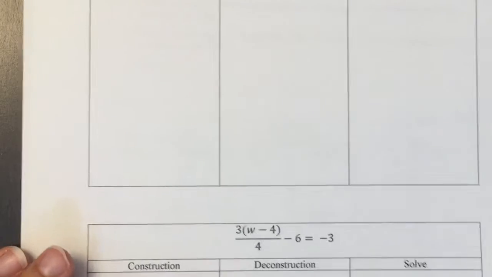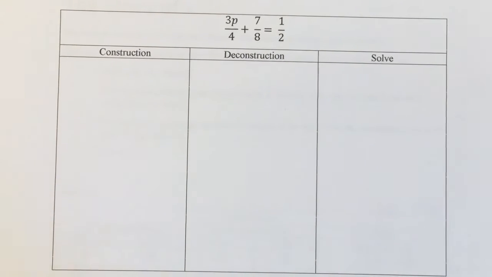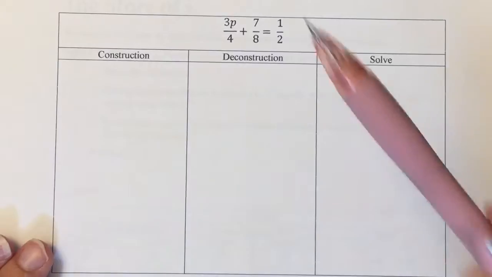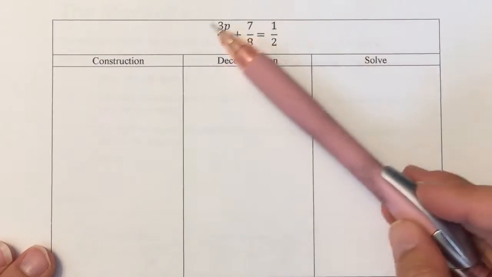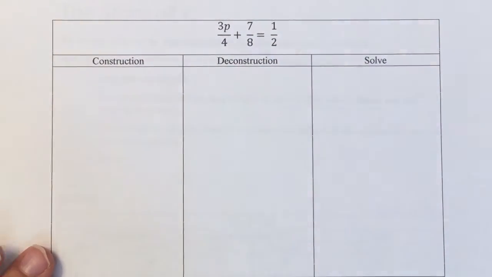Turn your page over. Now you can see the equation's a lot bigger, and you notice how I've taken away a lot of the writing. We're just going to simplify this as well. It might look a lot more complicated, but don't worry, it's not bad at all.